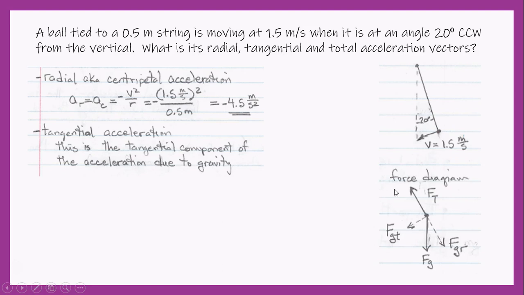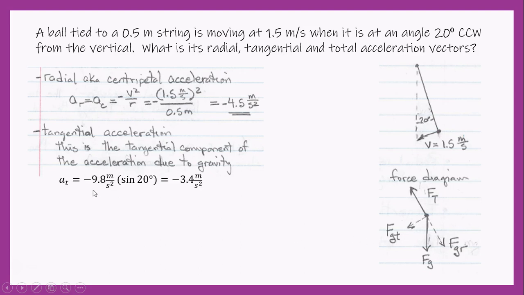Let's take a look at the force diagram on the ball at its current location. We have the force of gravity acting straight down. We break that into its radial component and its tangential component. And of course, the radial component will balance the tension force in the string, and the tangential component of gravity will provide the acceleration in the tangential dimension.